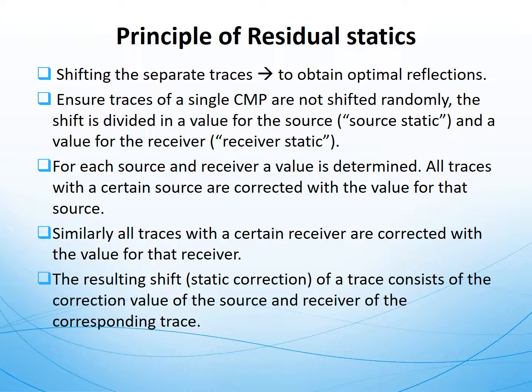All traces with a certain source are corrected with the value for that source. Similarly, all traces with a certain receiver are corrected with the value for that receiver. The resulting shift, or the resulting static correction of a trace, consists of the correction value of the source and receiver of the corresponding trace. Okay, we do it individually.